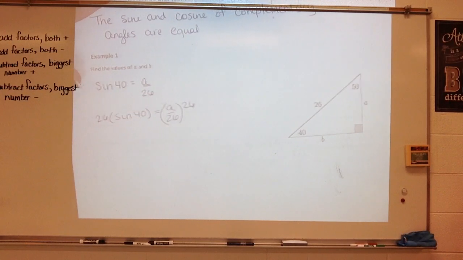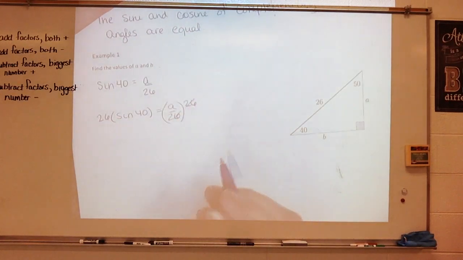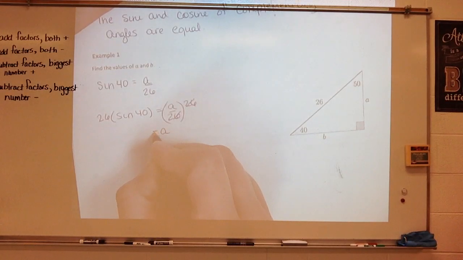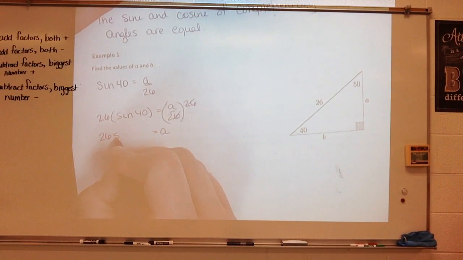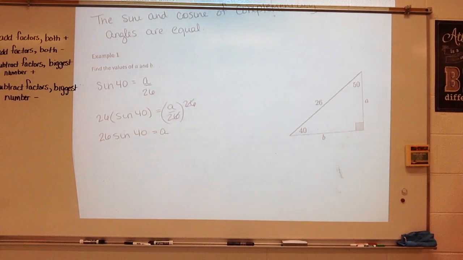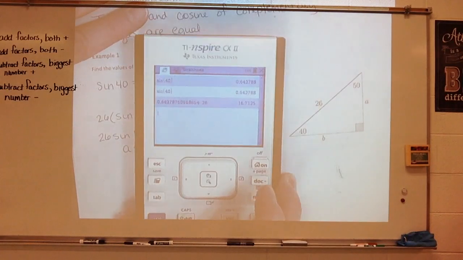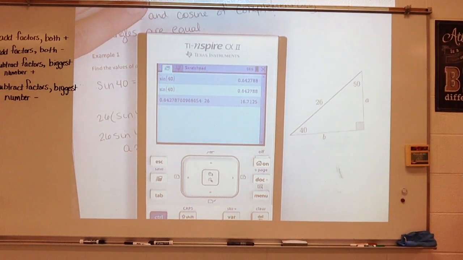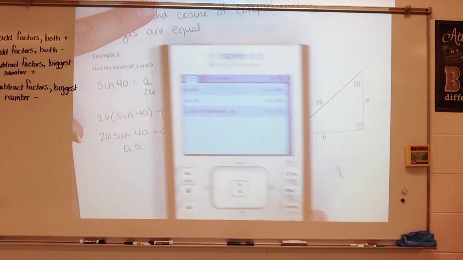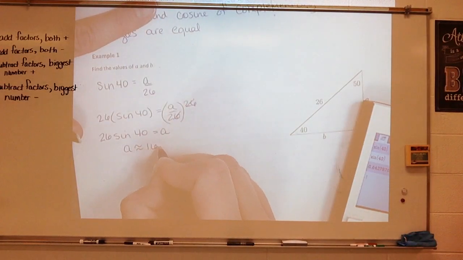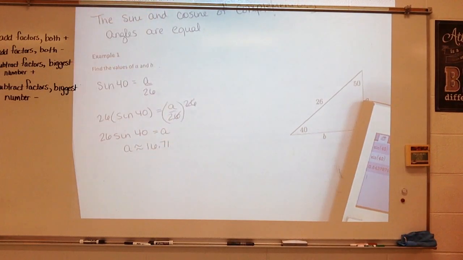I got a little ahead of myself. So then that gives me that A is equal to 26 times the sine of a 40-degree angle. So we find out that A is approximately 16.71. Guys, you will need your calculators.